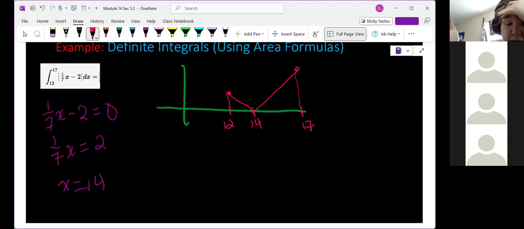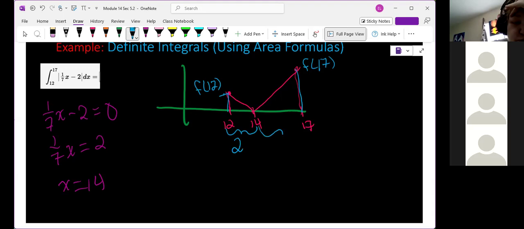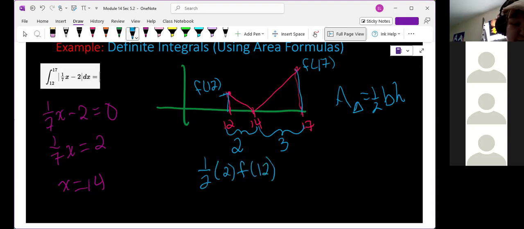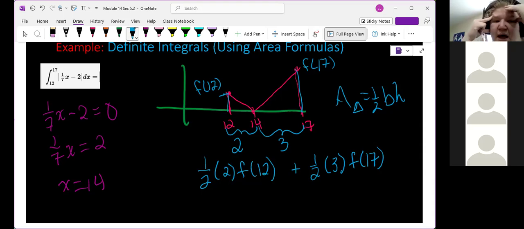So when I look at this graph, I see two triangles. So I've got my two different heights, where the height is the function value. So f of 12, and then over here it'll be f of 17. My base, this one is 2, and this one is 3, just looking at the difference between the numbers. So we're looking at the area of two triangles. The area of a triangle is 1/2 base times height. So 1/2 times 2 times f of 12 plus 1/2 of 3 times f of 17. So I just need to crunch up and figure out those ugly numbers, and then we'll have it.